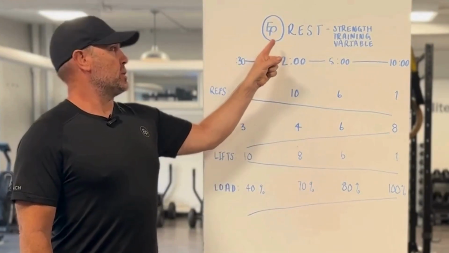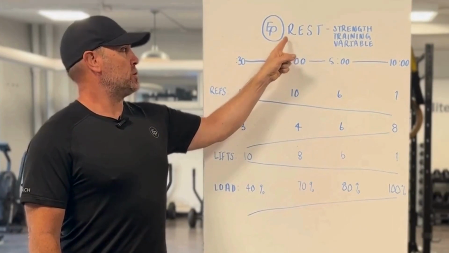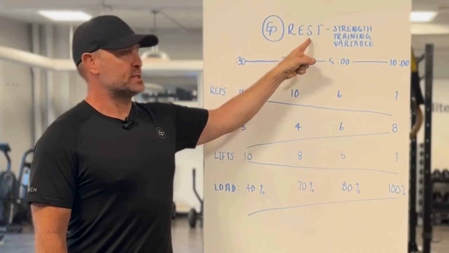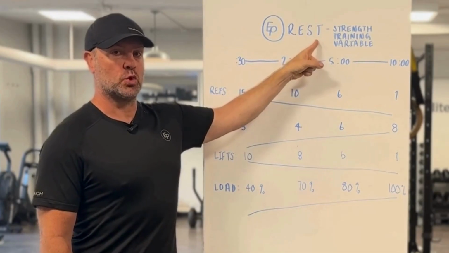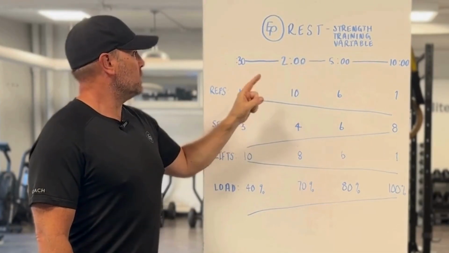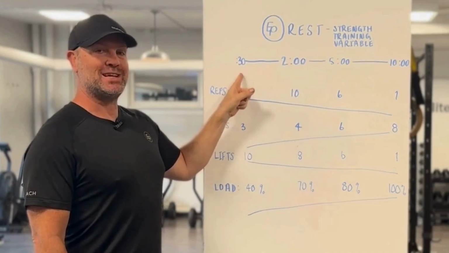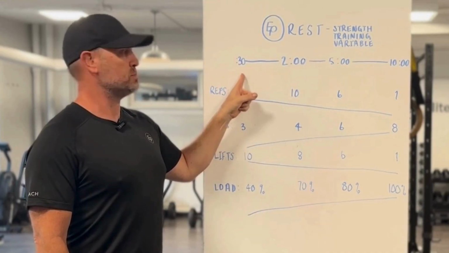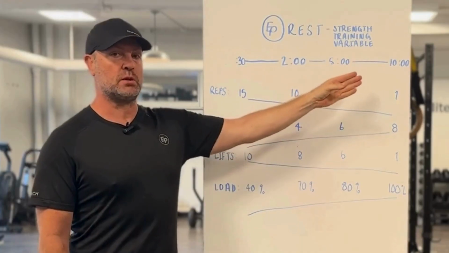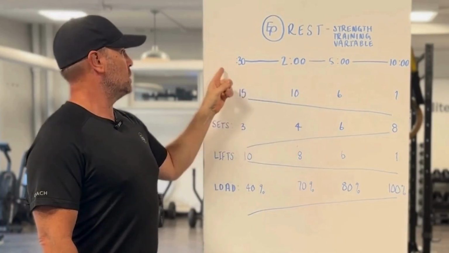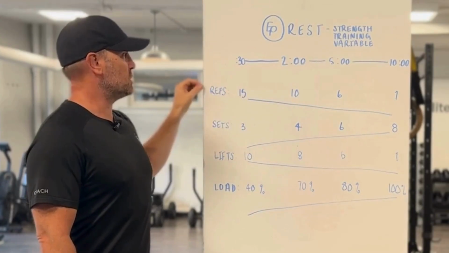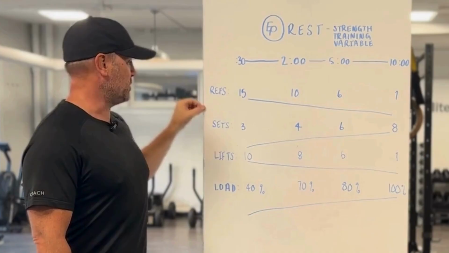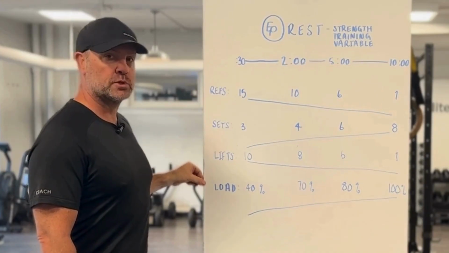Today, I want to talk about another exercise variable. Today, we're going to talk about rest and why we program rest into all of our strength training programs. If we look at rest along a continuum, anywhere from 30 seconds up to 10 minutes, we can start to draw a relationship between rest and our other exercise variables.